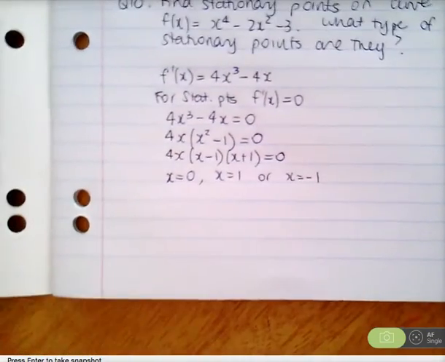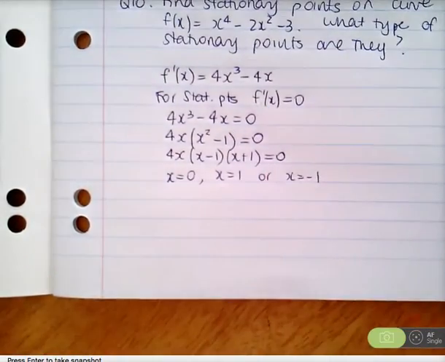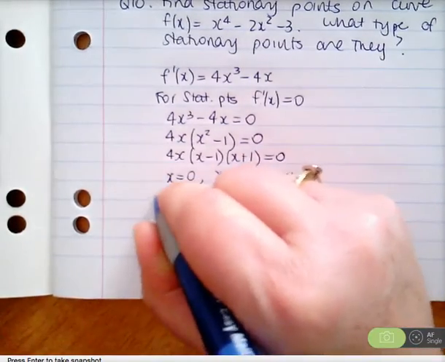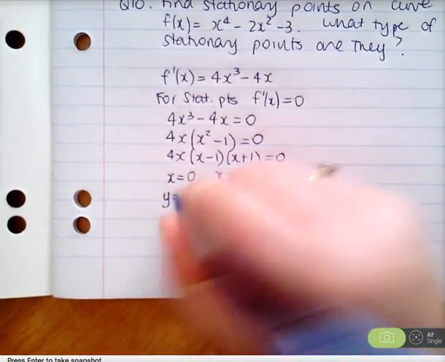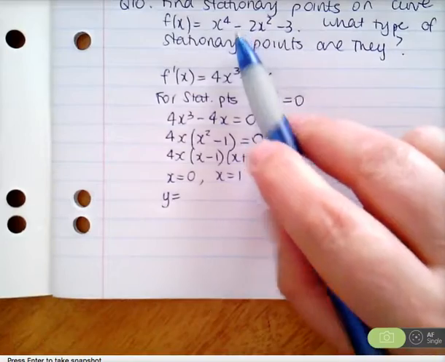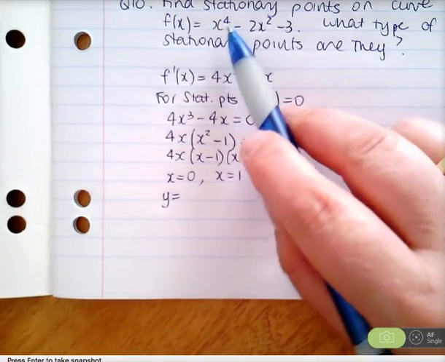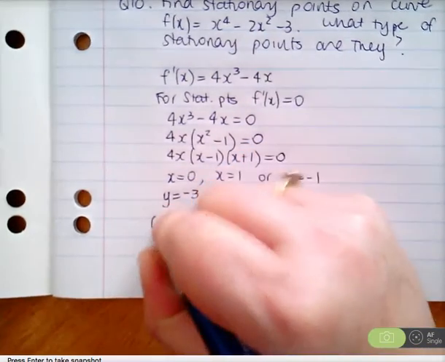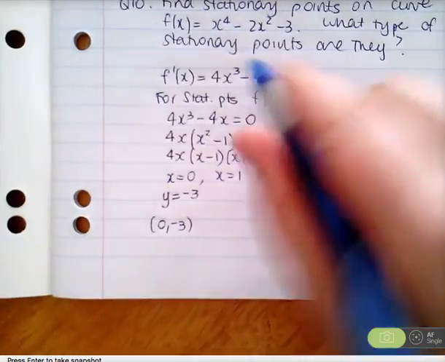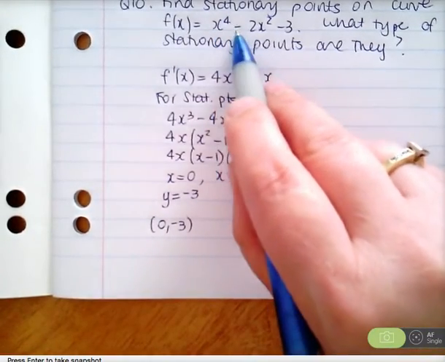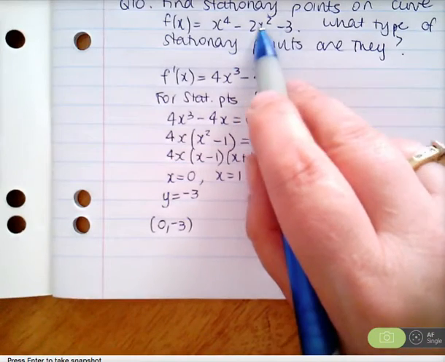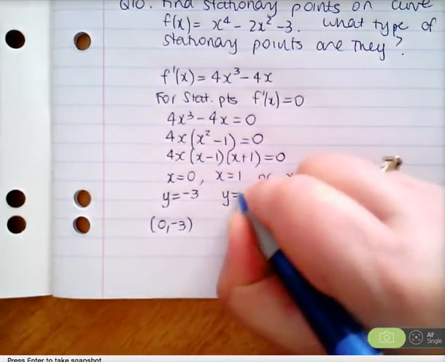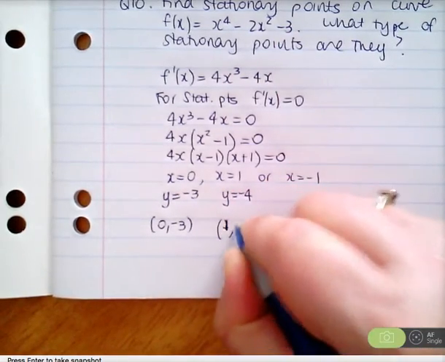So we've got 3 stationary points, in other words, 3 points where the first derivative equals 0. Now, we need to work out the corresponding y value. So when x is 0, putting it back into the original function, y is 0 minus 0 minus 3, so it's negative 3. So 0, negative 3 is a stationary point. When x is 1, you've got 1 to the power of 4, which is 1, minus 2 times 1 is 1. So it's 1 minus 2, which is -1, minus 3 is -4. So our second stationary point is 1, -4.